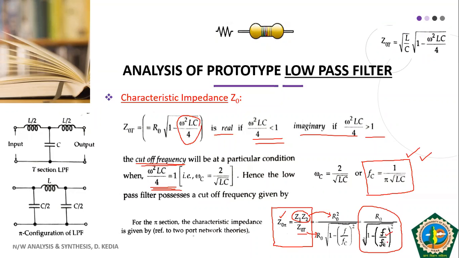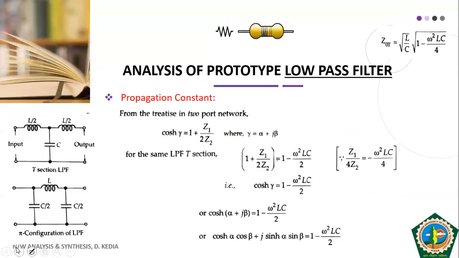If F is less than FC, this will be real, means passband. If F is greater than FC, it means it is imaginary. It means your stop band. So this is your characteristic impedance for your prototype low pass filter T section as well as your pi section. Let us now move forward.